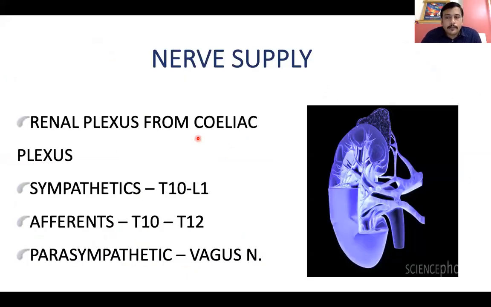Coming to the nerve supply of the kidney, it's basically from the renal plexus, which is derived from the celiac plexus, where the sympathetics will be from the T10 to L1 segments, and the parasympathetic is by the vagus nerve. The pain sensation is mainly from the T10 to T12 segments, which also involve the skin around the posterior aspect of the body, where the renal pain is actually felt.